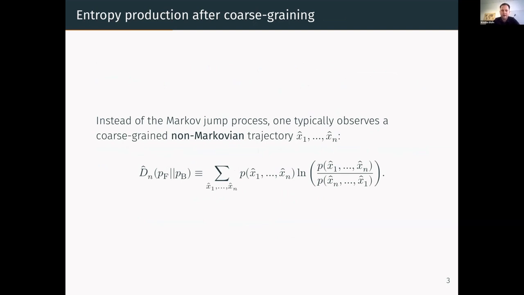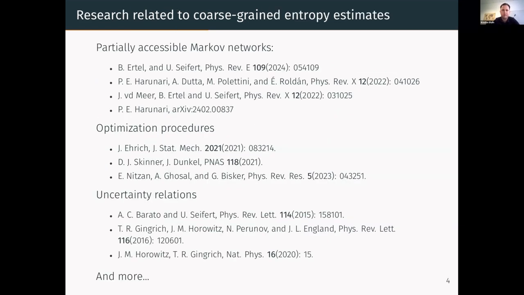Now, this is a very active field of research with a lot of different results published in the last decade. For example, you can also have Markov networks where you resolve some part of the network, but not everything. So that's called partially accessible Markov networks. Or you can have a coarse-grained trajectory and try to infer back the underlying Markov process with some optimization procedure. Or you can use uncertainty relations.